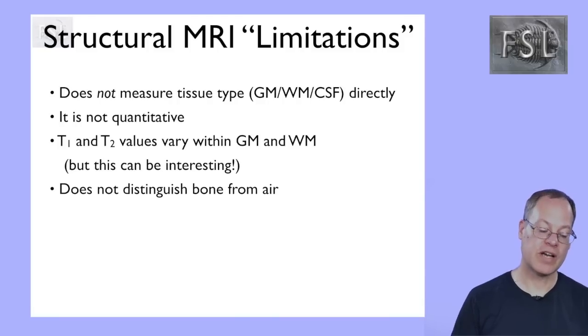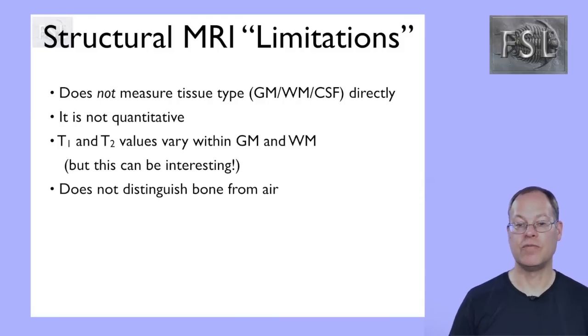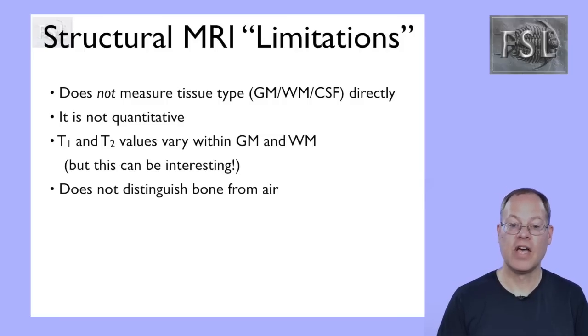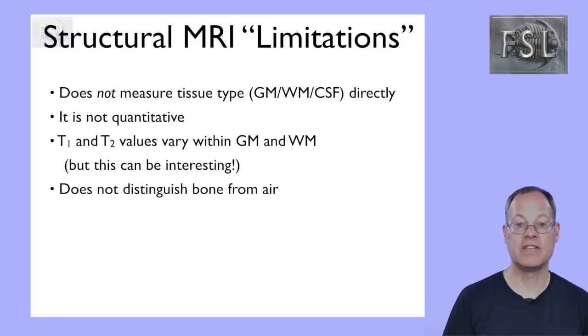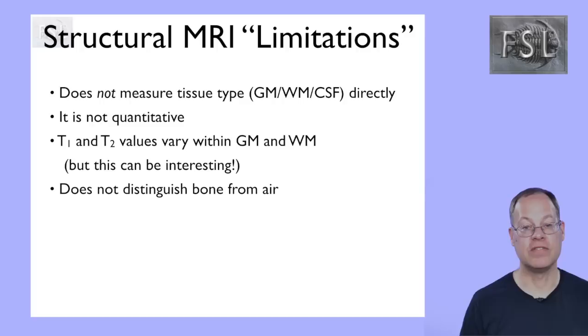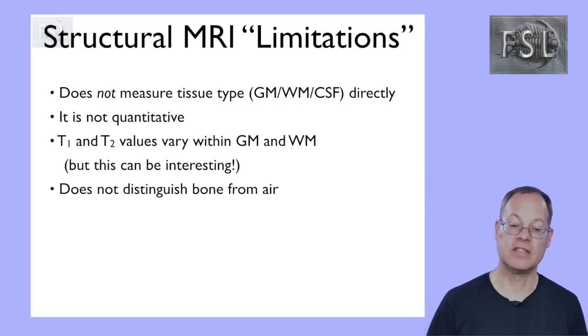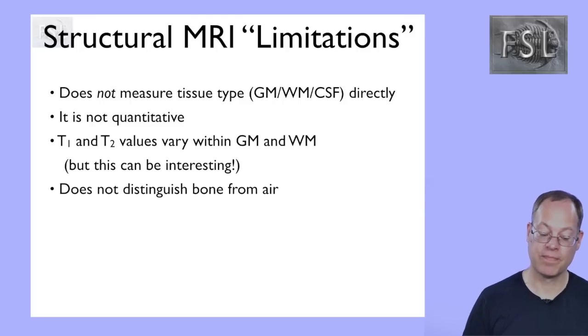In MRI, we also can't distinguish bone from air. We look at water, as I've said, and we really don't have very much water in bone, so we don't get much signal back from it. And so we get very dark areas, which could be bone or they could be air. Both of those give very little signal back, and we can't easily distinguish between the two with MRI.